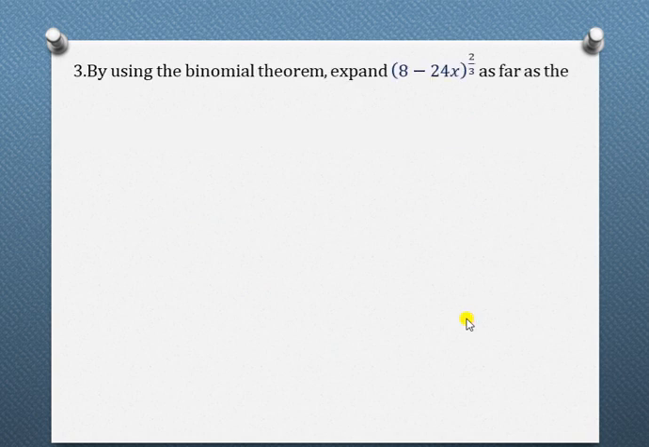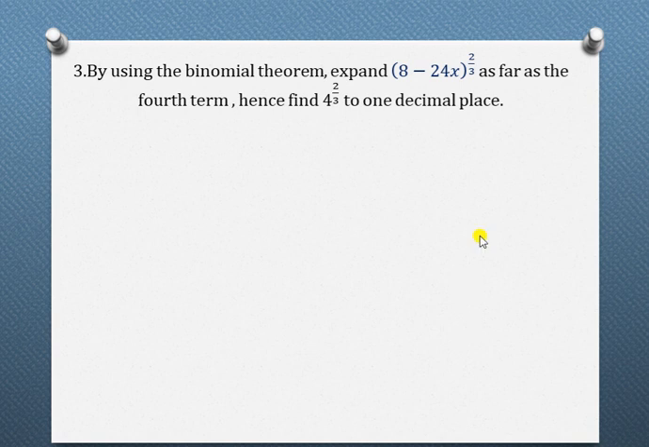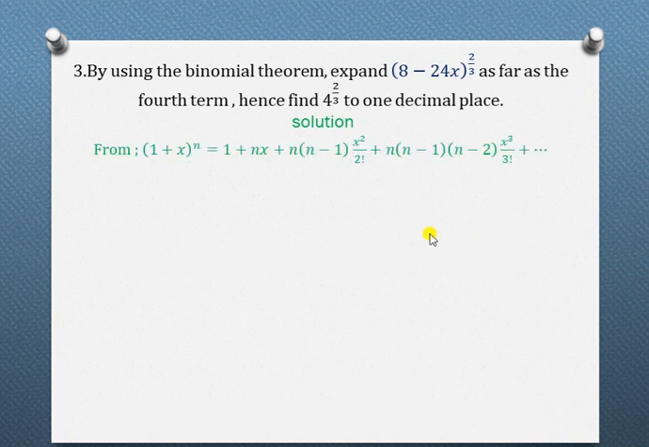Let's look at the next question now. It says, by using the binomial theorem, expand 8 minus 24x power 2 out of 3 as far as the fourth term. Hence find 4 power 2 out of 3 to 1 decimal place. This is kind of interesting. Now, what do you realize? Again, the formula comes back. The same formula is going to be applied.